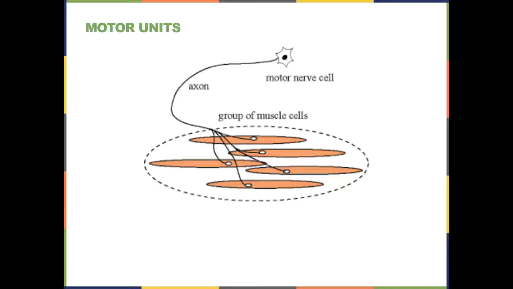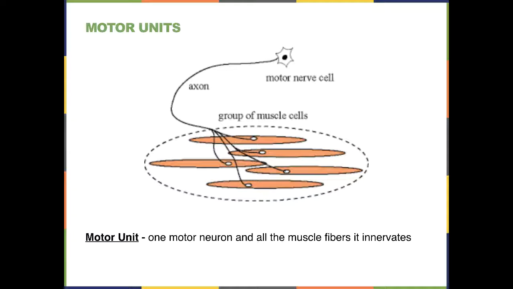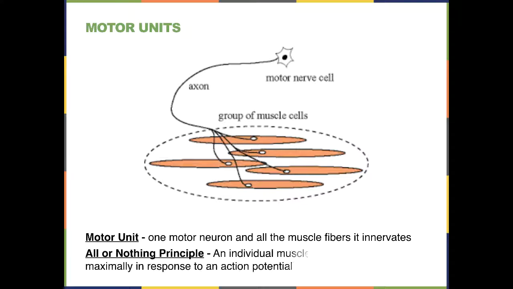Now let's talk about something called a motor unit. A motor unit is defined as one motor neuron, the axon from one motor neuron, and all the muscle fibers that it innervates. And that's shown in this diagram here. Now, muscle fibers follow a principle known as the all or nothing principle, and we've talked about this in our last lecture. And basically what that means is that an individual muscle fiber either contracts maximally in response to an action potential or it does not contract at all.